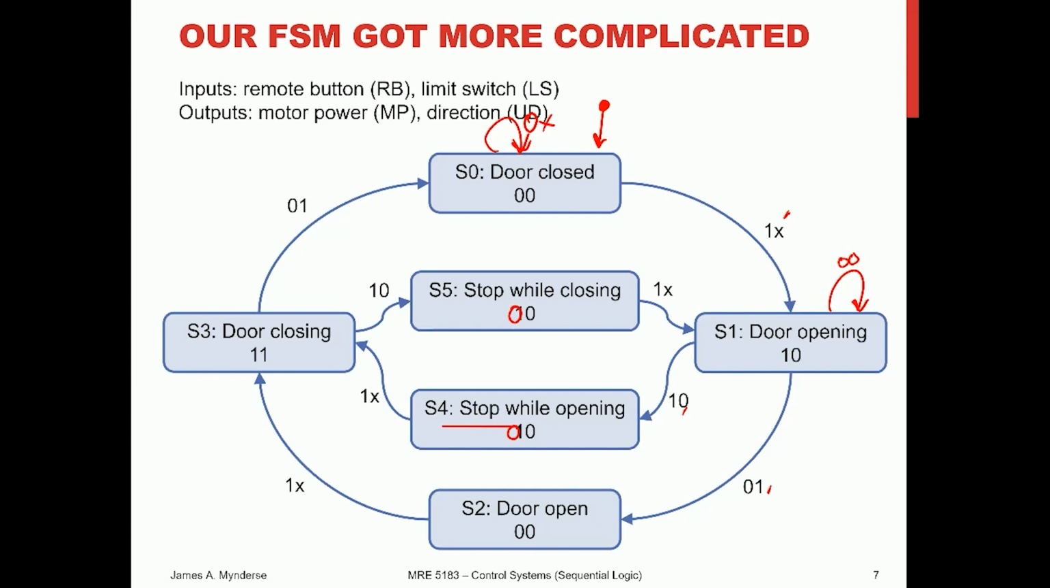And notice the stop while opening and stop while closing are two different states. And the reason for that is the next states are different, so they're not equivalent. So if we were going up and we see that remote pressed, we go to S4, we stop while opening, and we sit there and we wait there. So put that loop in there. We wait there until the remote gets pressed again.